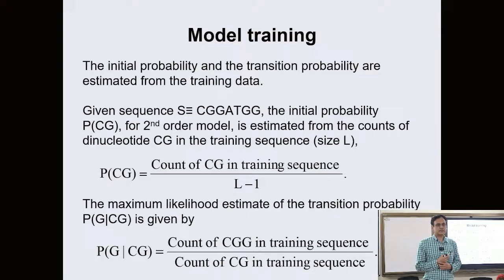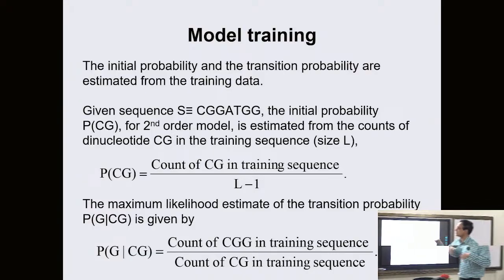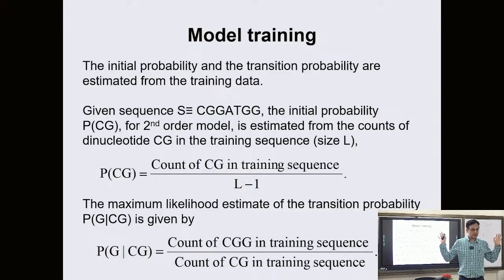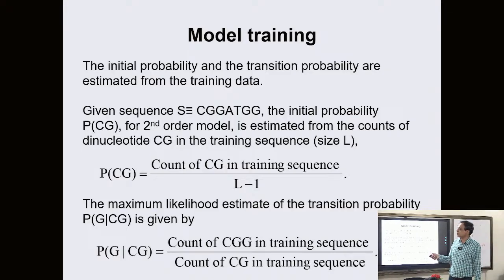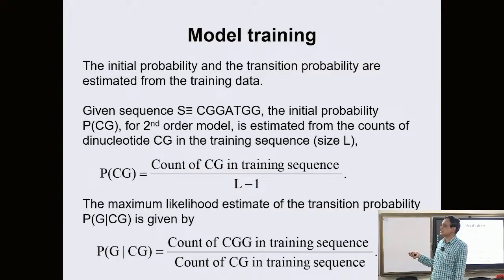So how do we estimate the values of the parameters given training data? Let us consider a simple example. Let us consider the same sequence as a training sequence. I want to estimate the initial probability, or marginal probability, of the dinucleotide CG from this training data. The probability of this dinucleotide can be estimated from the counts of the dinucleotides.